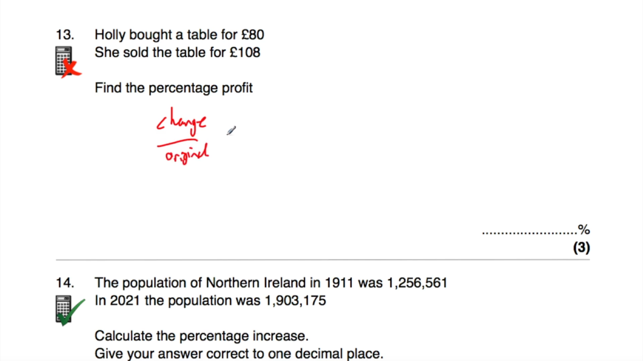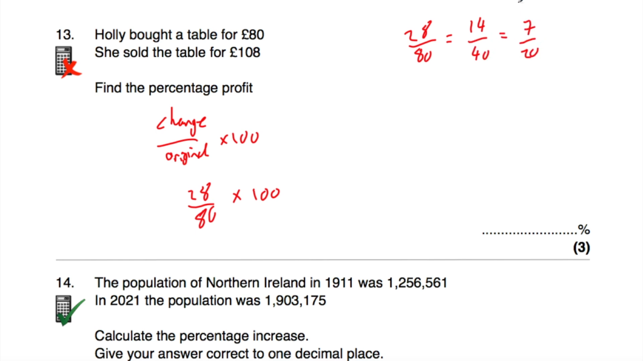Okay, so in terms of the change, well, that's what it goes up by. So in this case, it goes up by £28, so 28, divided by the original, so the original, she bought the table for £80, times by 100. Okay, now let's cancel down this fraction because it's a non-calculator question. So 28 over 80. Both of those numbers are even, so we're going to half them both. So that's 14 over 40. I'm going to half them both again, so that's going to be 7 over 20. So we've got 7/20 times 100, just cancelling down that fraction.